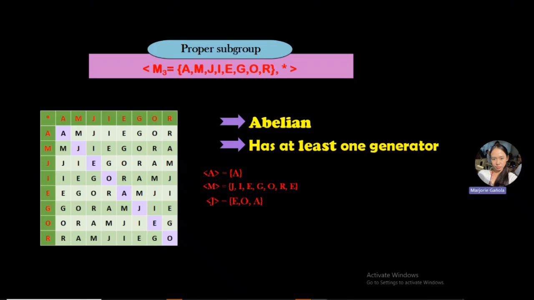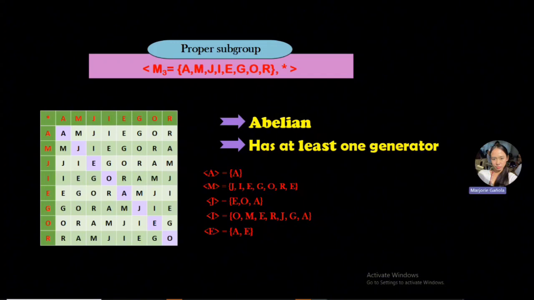Next, J only generates E, O, and A because J star J is equal to E, E star J is equal to O, and O star J is equal to A. I is also with O, M, E, R, J, G, and A because I star I is equal to O, O star I is equal to M, M star I is equal to E, E star I is equal to R, R star I is equal to J, J star I is equal to G, G star I is equal to A, and A star I is equal to I.